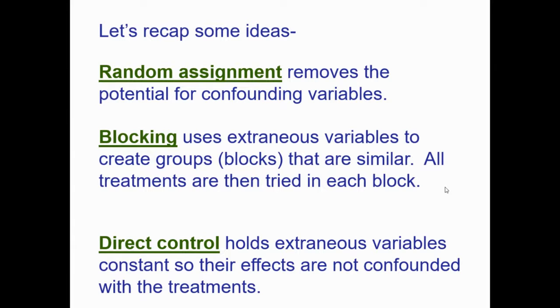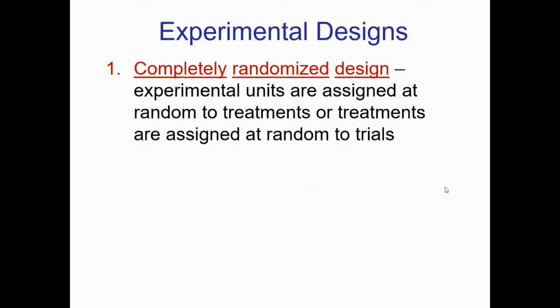Okay, so for the rest of lecture, we're going to look at 3 different experimental designs. The first one is just a completely randomized design. The units, which remember that's the smallest basic item to which you can apply a treatment, the experimental units are assigned at random to treatments, or treatments are assigned at random to trials.